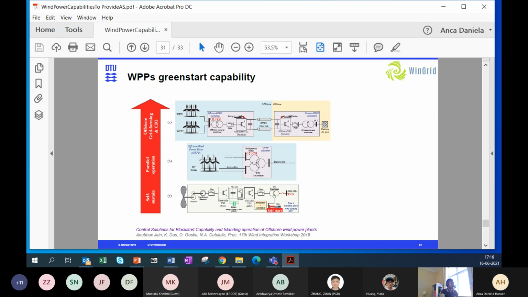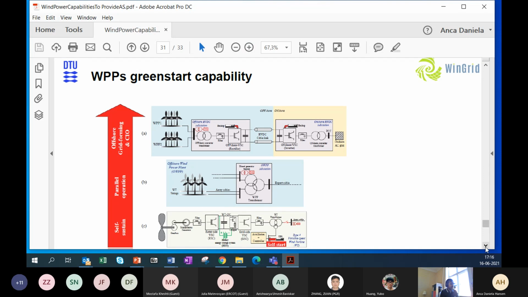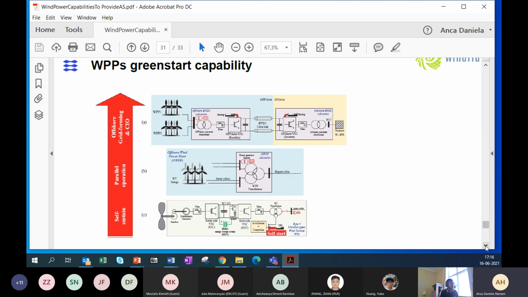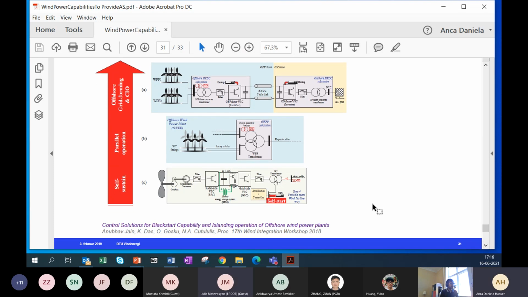So Anubhav was also looking into that in his PhD, how to get rid of diesel through battery storage or something. I think that's a major challenge there: in order to provide a Blackstart, how can you get rid of diesel? And there is still a lot of research going on on that.